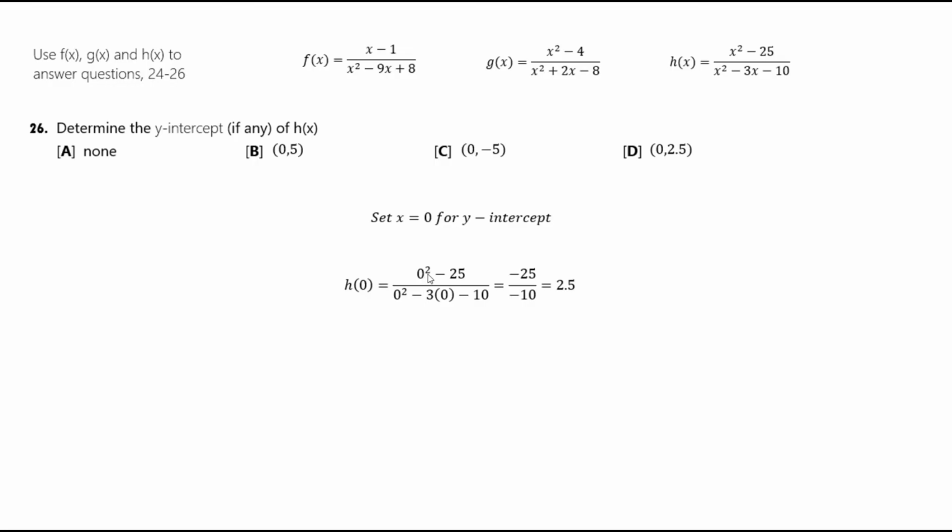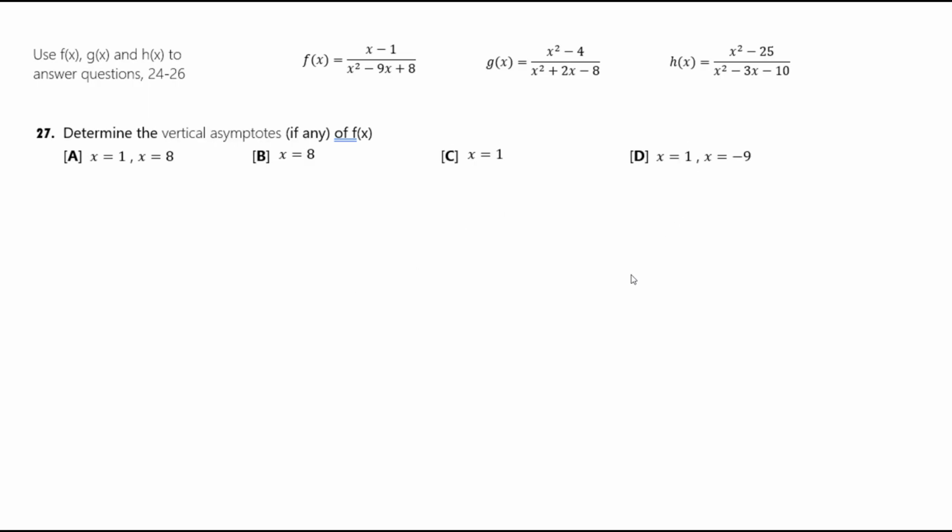So now 0 squared minus 25 is negative 25. 0 squared is 0. 3 times 0 is 0. So it leaves us with negative 10 on the bottom. Negative 25 divided by negative 10 is 2.5. So the answer is D. Number 27. Determine the vertical asymptotes, if any, of f of x.